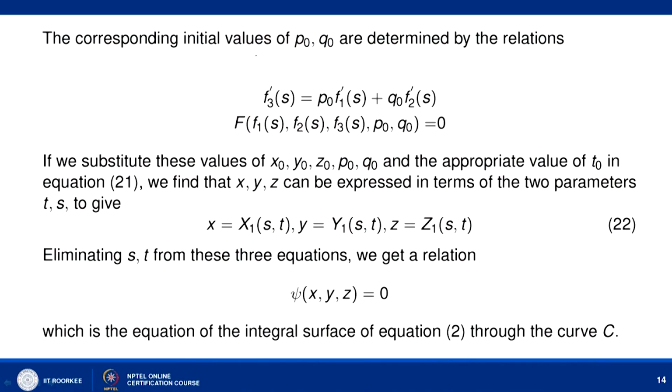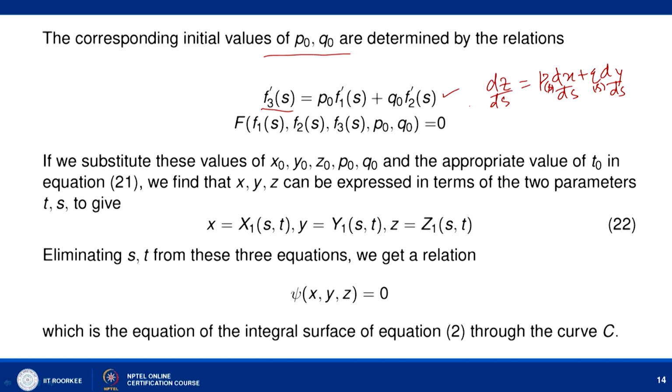Now, we have only x, y, z. How to find p and q? For that you can find the initial values p naught, q naught as follows, that is it satisfies the relation dz equal to p dx plus q dy. So, dz by ds we can write, with p(s) and q(s). The initial curve is characterized by s, so along this initial curve dz by ds is f3 dash s equal to p naught f1 dash s plus q naught f2 dash s.